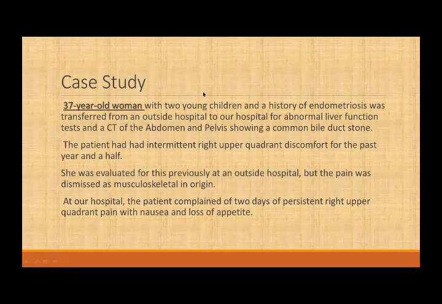She had intermittent right upper quadrant pain for the past 1.5 years. Previously, outpatient investigation was done. Her pain was dismissed as musculoskeletal. She complained of 2 days of persistent right upper quadrant pain with nausea and loss of appetite. So she was nauseated, persistent right upper quadrant pain with nausea and loss of appetite.